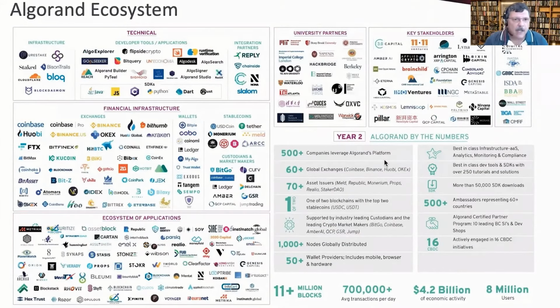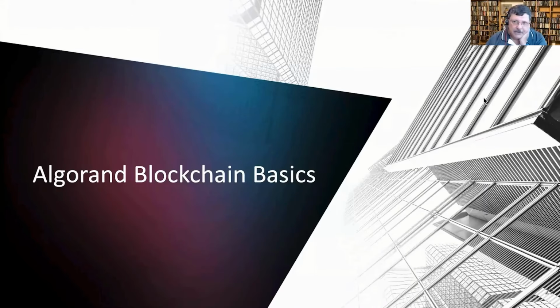The ecosystem has been a couple of years now, over several technical companies and financial companies and applications that are evolving around the Algorand blockchain. One of three that have the top two stablecoins, USDC and USDT. So a lot of good things happening there, a lot of good synergy.